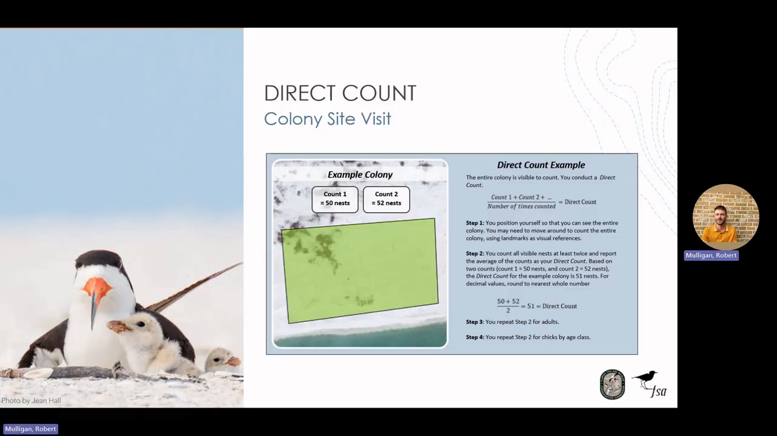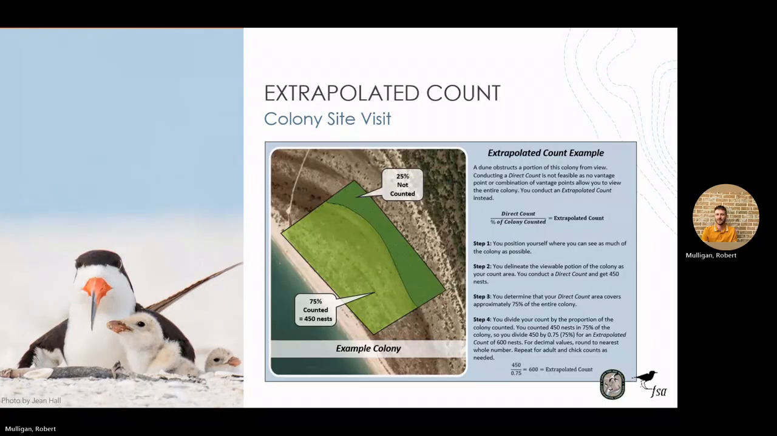In this example, I visited a colony and I was able to see and count the entire colony. On my first count of nests, I counted 50, and on my second, 52. I report the average of these counts, 51 nests, as my direct count of nests for this colony.